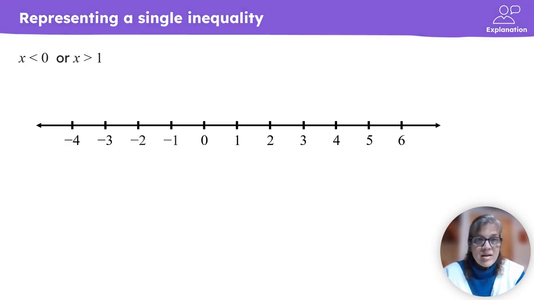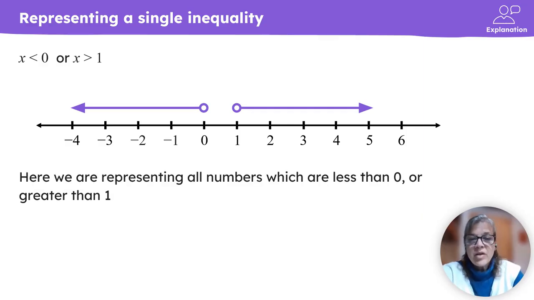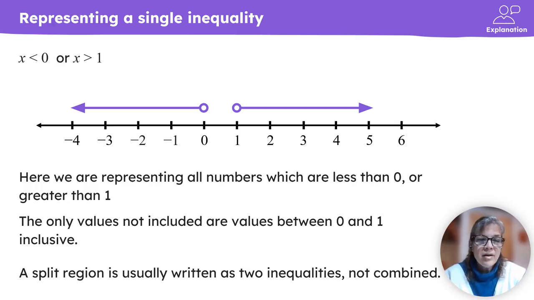We can also represent inequalities that don't overlap. For example, if I said x has to be less than 0 or x is greater than 1, I'd have two lines going in opposite directions. So here I'm representing all the numbers which are less than 0 or greater than 1. And we can do that too sometimes. The only values not included are values in between 0 and 1. So usually when you have a split region like this, you write them as two statements, this or this, we don't combine them.